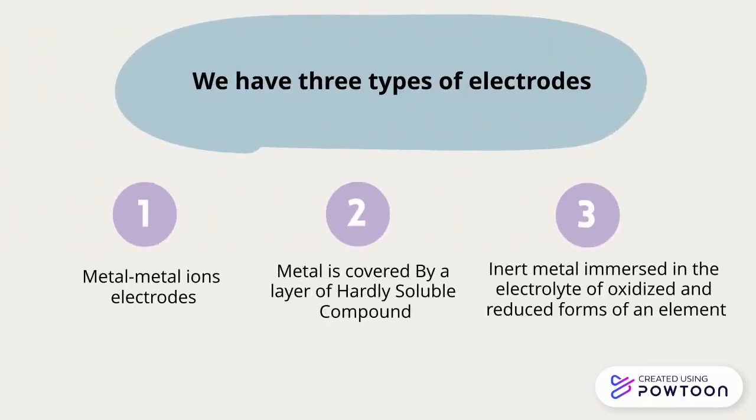We have three types of electrodes. The first type is metal-metal ion electrodes. In the second type, the metal is covered by a layer of hardly soluble compound. And in the third type, the inert metal is immersed in the electrolyte of oxidized and reduced forms of an element.